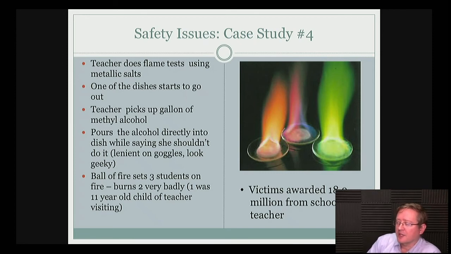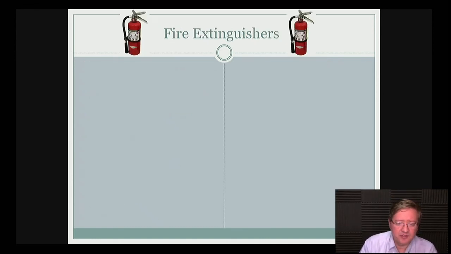The victims were awarded $18.9 million from the school for the teacher's negligence. So we need to think about, like I said, being that role model. You need to be that good role model for the students. If you're dealing with chemicals, if you're dealing with fire, use goggles.